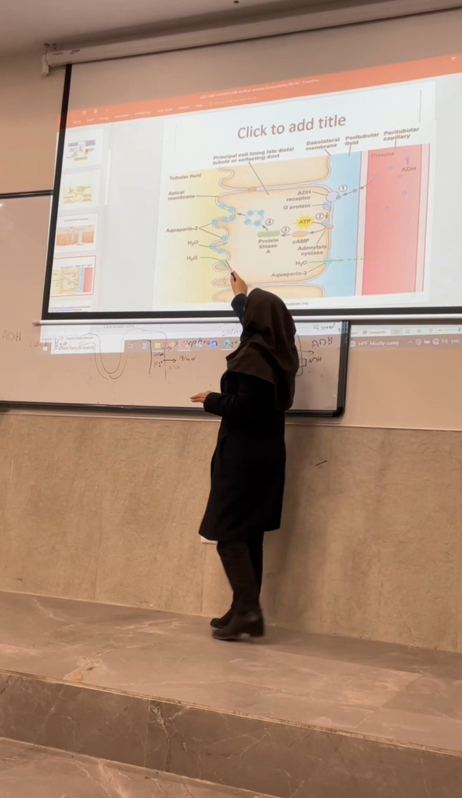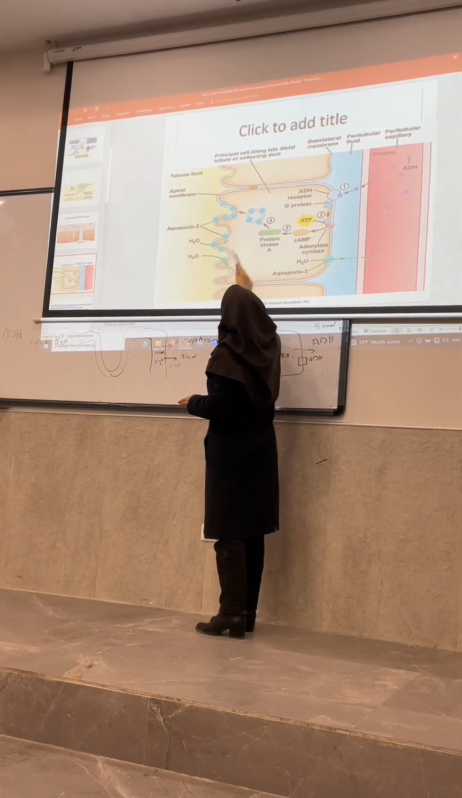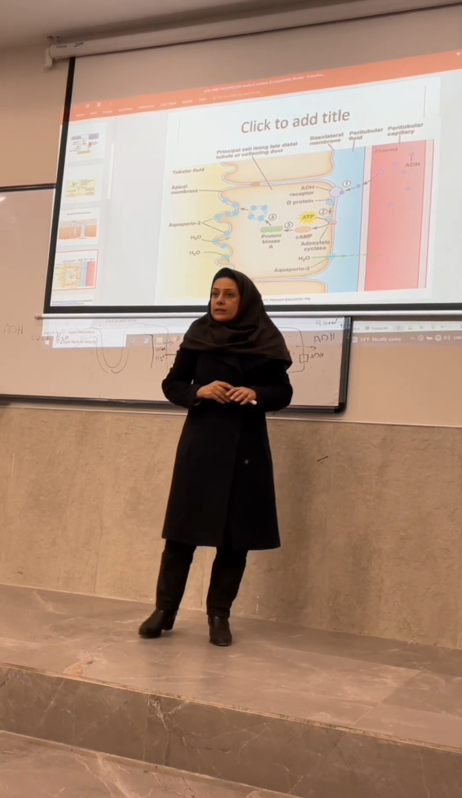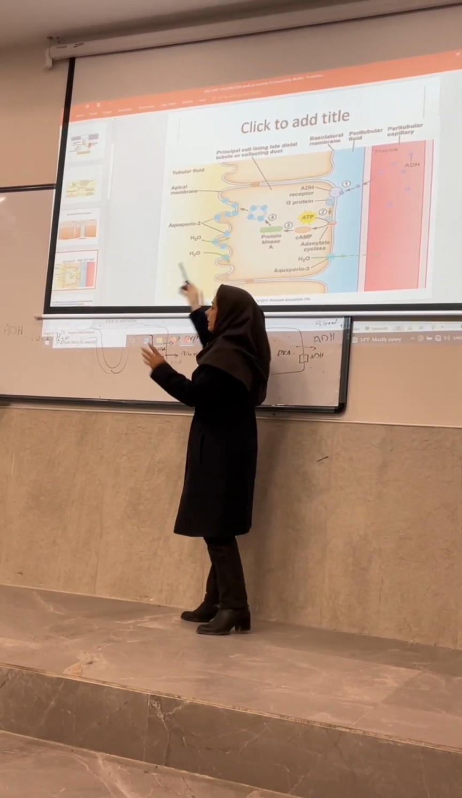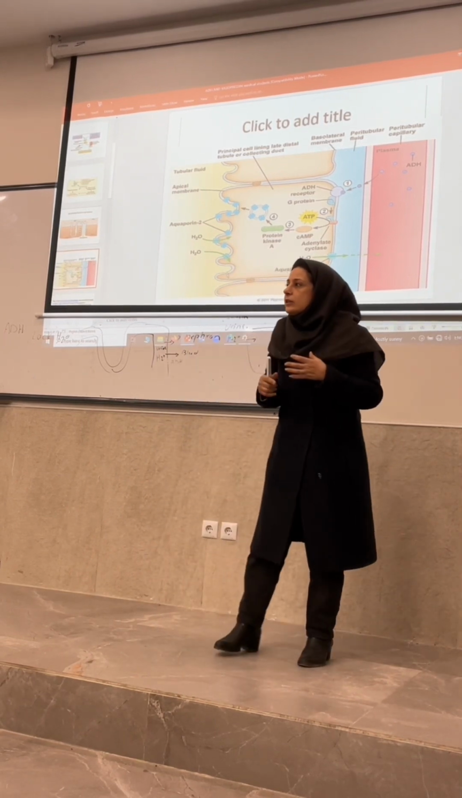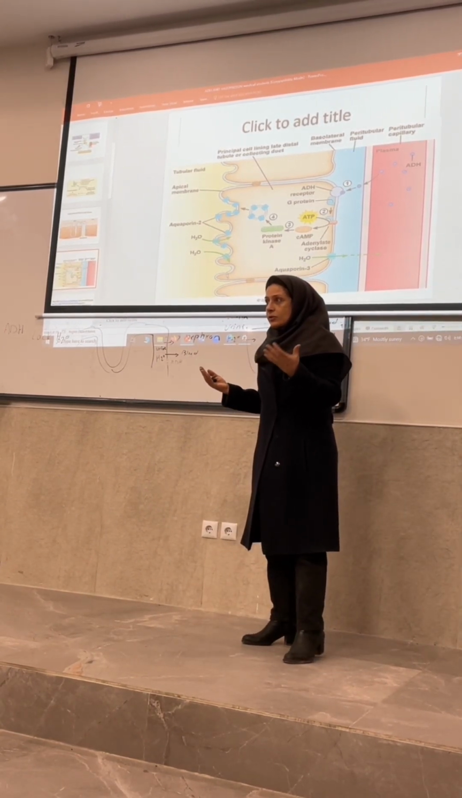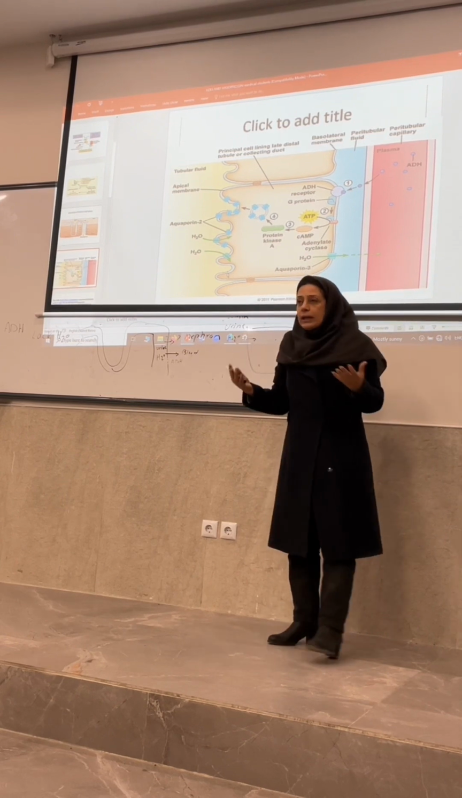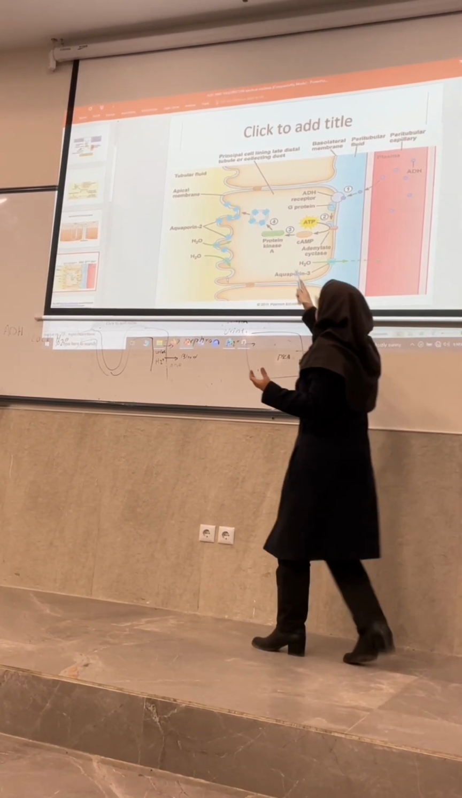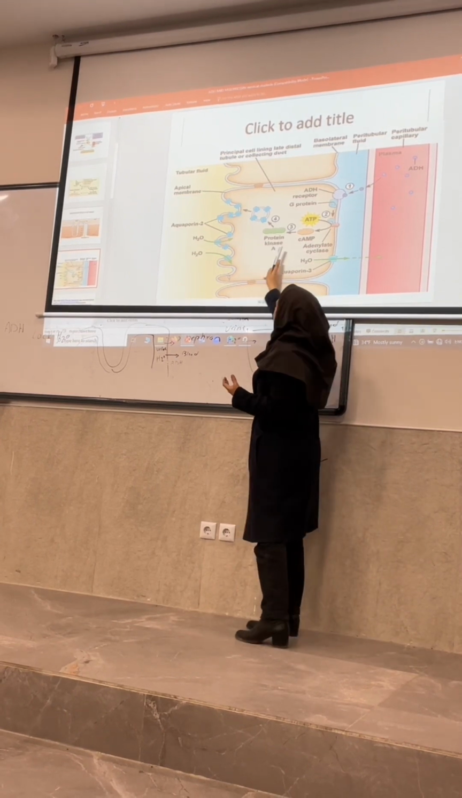Because these channels are proteins, normally they are silent inside the cytoplasm. For activation, and for coming here and helping the absorption of water, they need to be phosphorylated. But which enzyme is necessary for phosphorylation of aquaporin? Protein kinase A. So what happened?